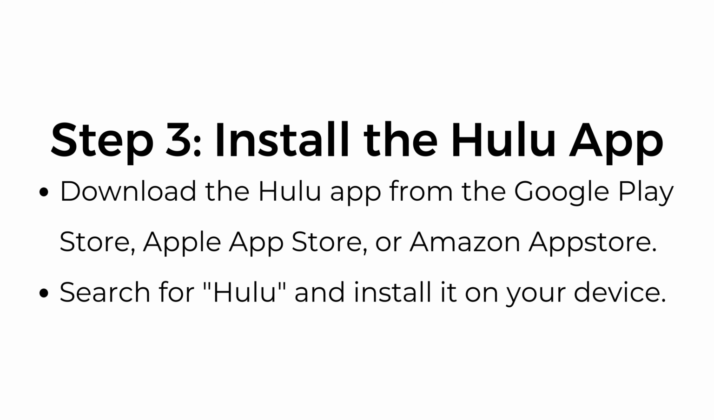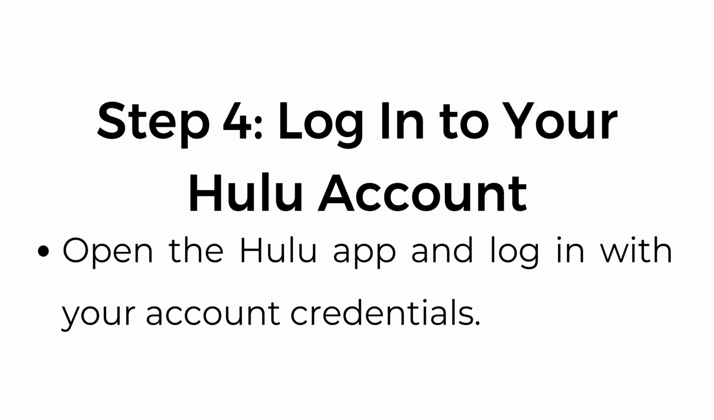Step number 3, install the Hulu app. Download the Hulu app from the Google Play Store, Apple App Store, or Amazon App Store. Search for Hulu and install it on your device. Step number 4, log into your Hulu account. Open the Hulu app and log in with your account credentials.